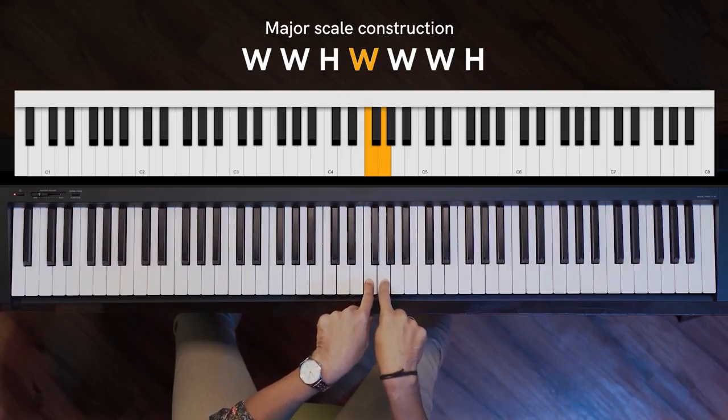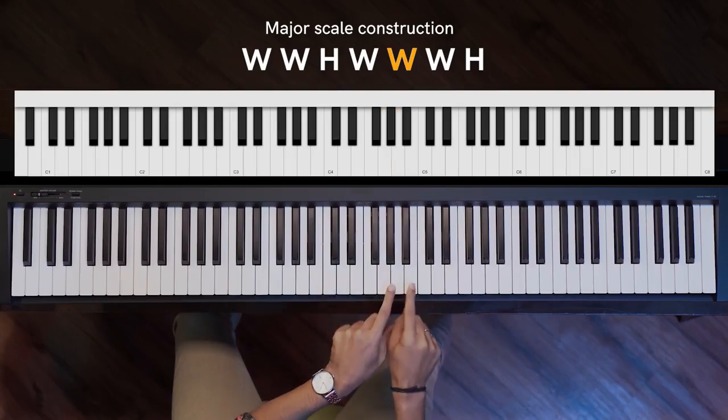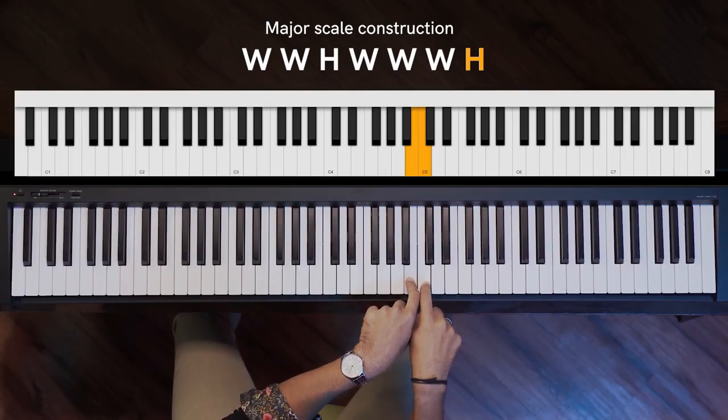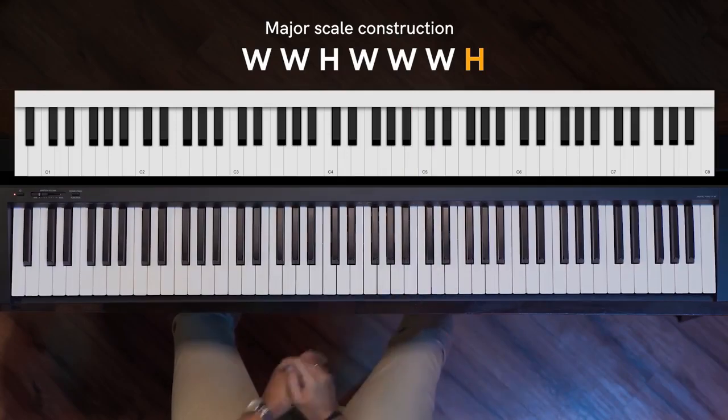Then F to G is a whole step. G to A is a whole step. A to B is a whole step. And again B to C is a half step. Again, which has no black key in the middle. So this is a major scale.